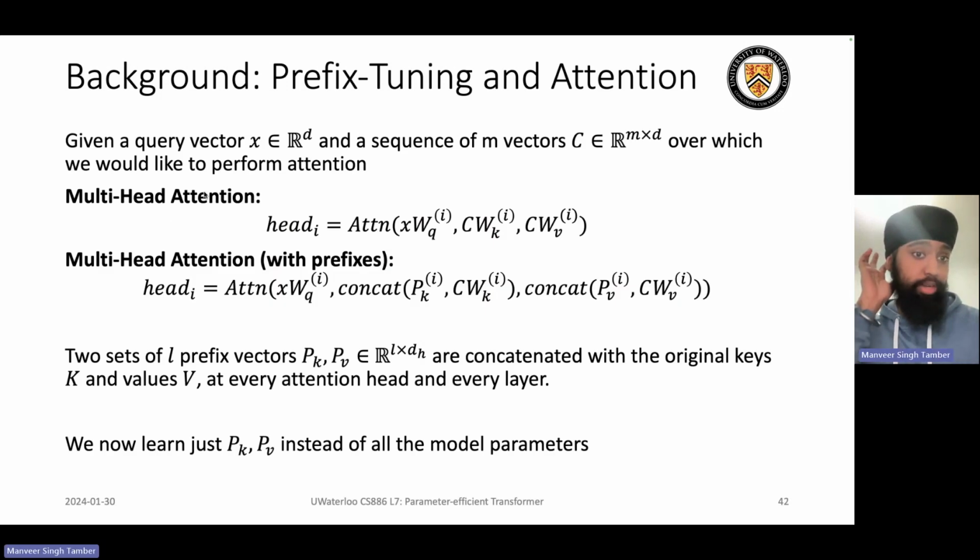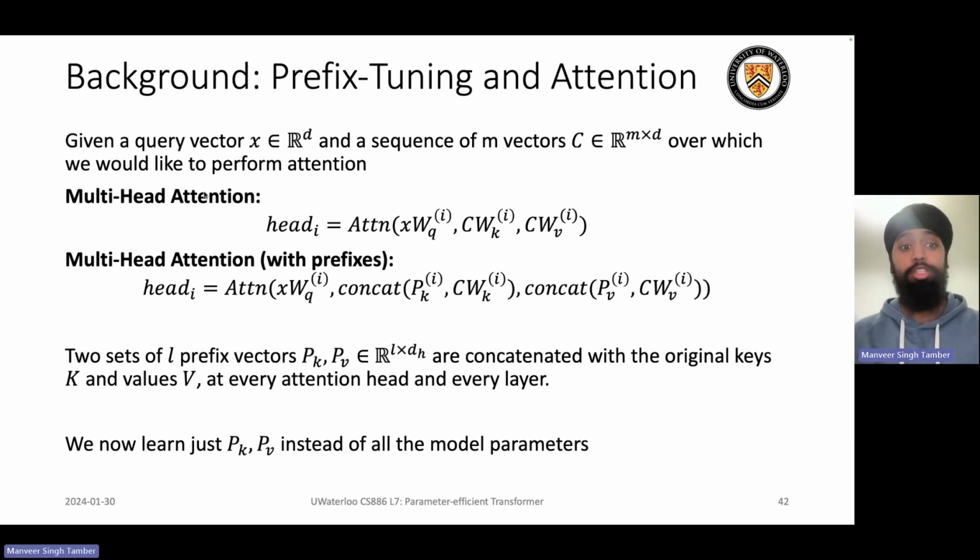More formally, mathematically, given a query vector X and a sequence of M vectors C over which we would like to perform attention, normally multi-head attention takes this form, where we have the queries, keys, and values, where we take the relevant vector and map it to queries, keys, and values through these weight matrices.